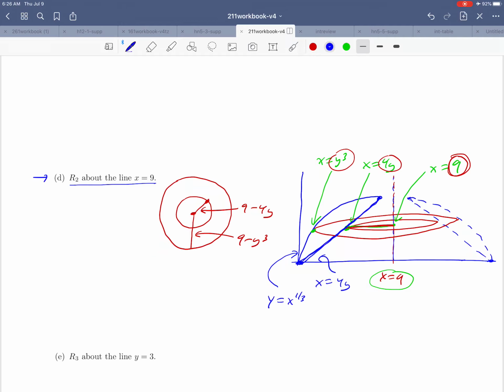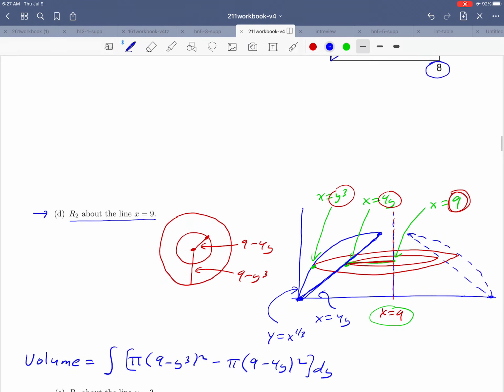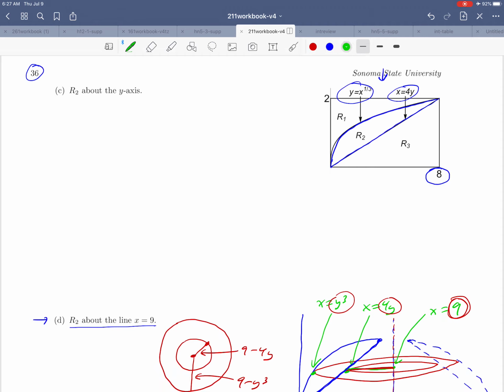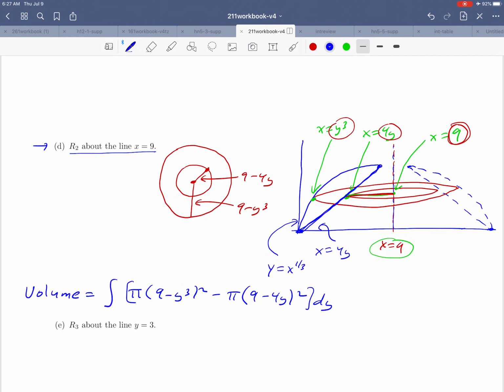Okay, and so our volume is going to be the integral of the area of that washer that we just drew. So pi times the bigger radius squared minus pi times the smaller radius squared. And the last thing we need then are limits of integration. So where do we start slicing and where do we stop slicing? Looking up at our picture, we can see that y starts out as 0 at the bottom and it ends up as 2 up here. So we're going to be integrating from 0 to 2. And that would be our answer.